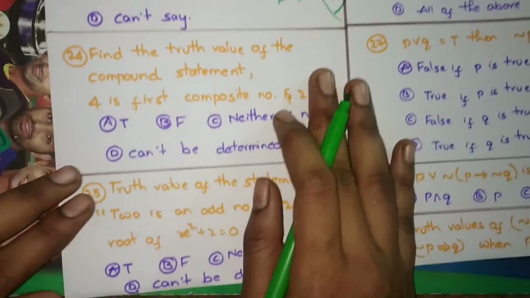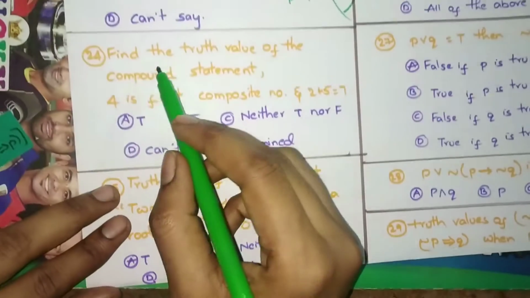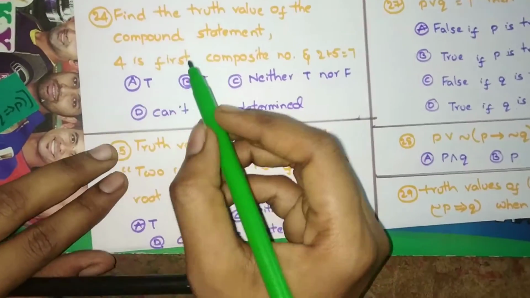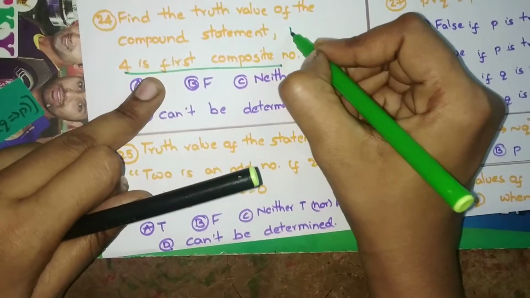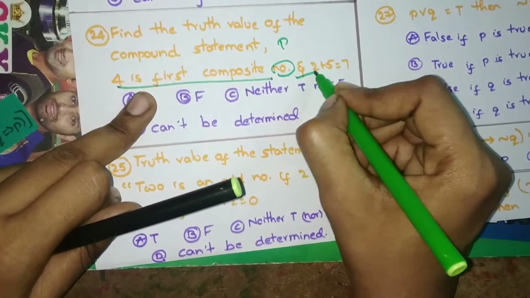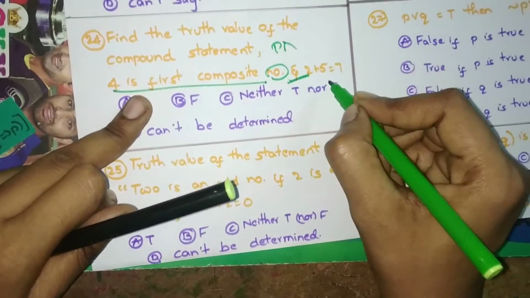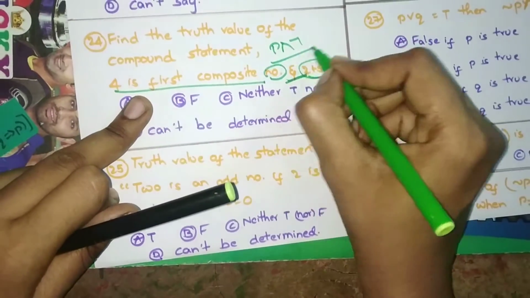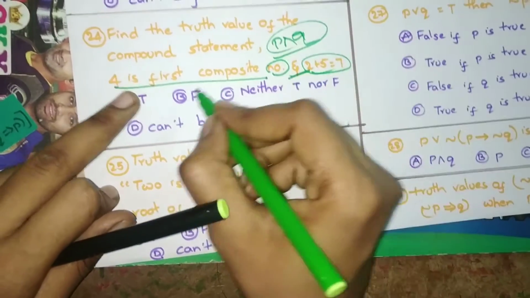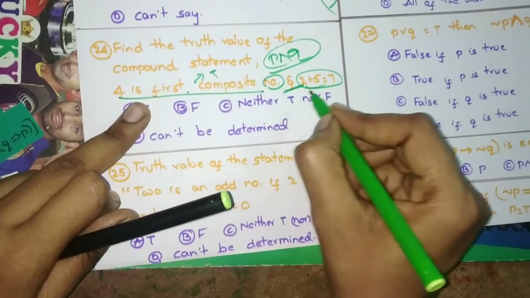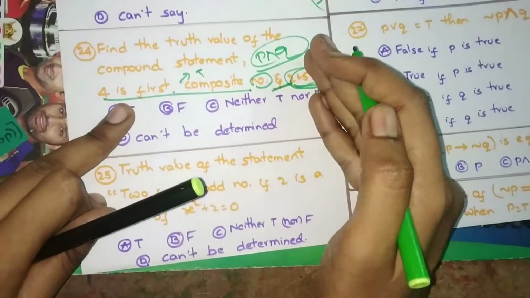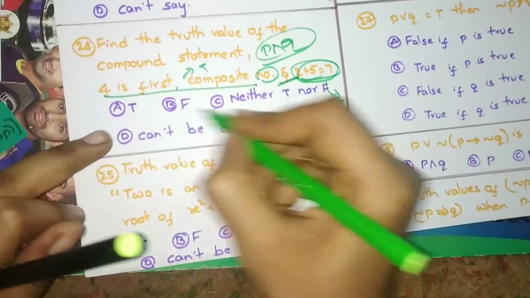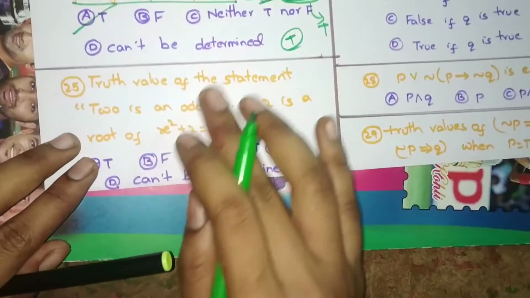Same type of question we observed in the previous video. Find the truth value of the compound statement. 4 is the first composite number. So this is P and 2 plus 5 is 7. See, this statement is a true statement and this statement is also a true statement. True and true will give true only. Just check the truth table. So the first option is the correct option.